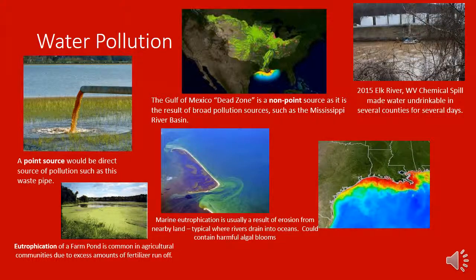In 2015 in West Virginia, the Elk River had a chemical spill that made the water undrinkable in several counties for several days, and if people tried to use the water to take a bath, it would give them a rash and would burn. The company that had the spill involved a proprietary chemical, and so for several weeks they wouldn't tell the public what it was. So your water's undrinkable, it burns your skin, you can't use it to take a bath, and they didn't even tell the people what it was. So that's kind of bad.